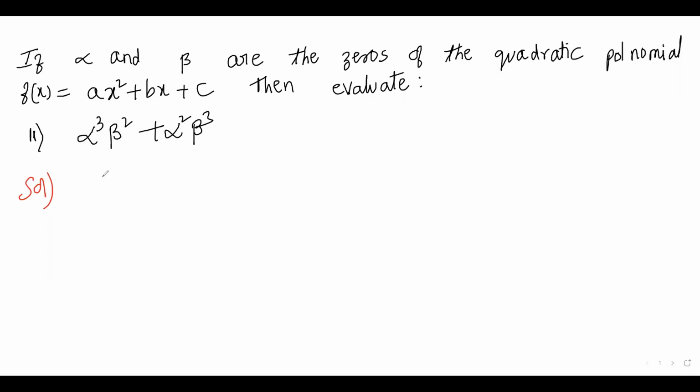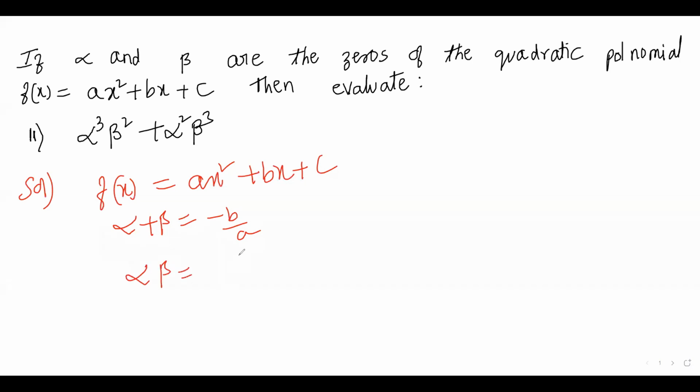Given quadratic polynomial is ax square plus bx plus c. In the second bit they are asking us to find the value of alpha cube beta square plus alpha square beta cube. So first of all, let us write the polynomial, which is ax square plus bx plus c. Sum of zeros is minus b by a and product of zeros is c by a.